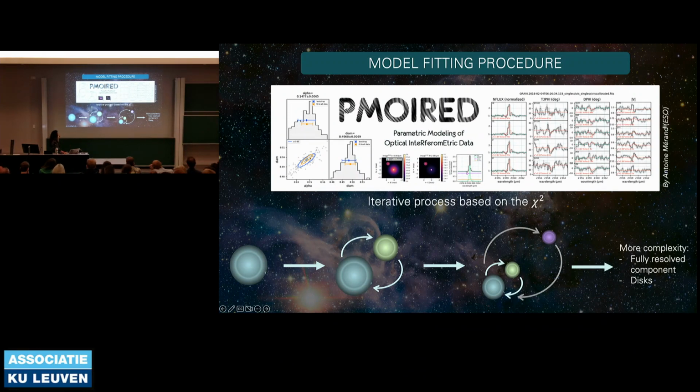First I start with a single star. Then I check the chi-square. I know that I can improve it because there is remaining signal in the residuals. So then I add complexity step after step. I go for a binary, then for a triple. And if there is still some signal, then you can maybe try a quadruple. You can also try a fully resolved component. You can also try to add some disks. It can be very complicated if you really want to find the exact structure of the system.